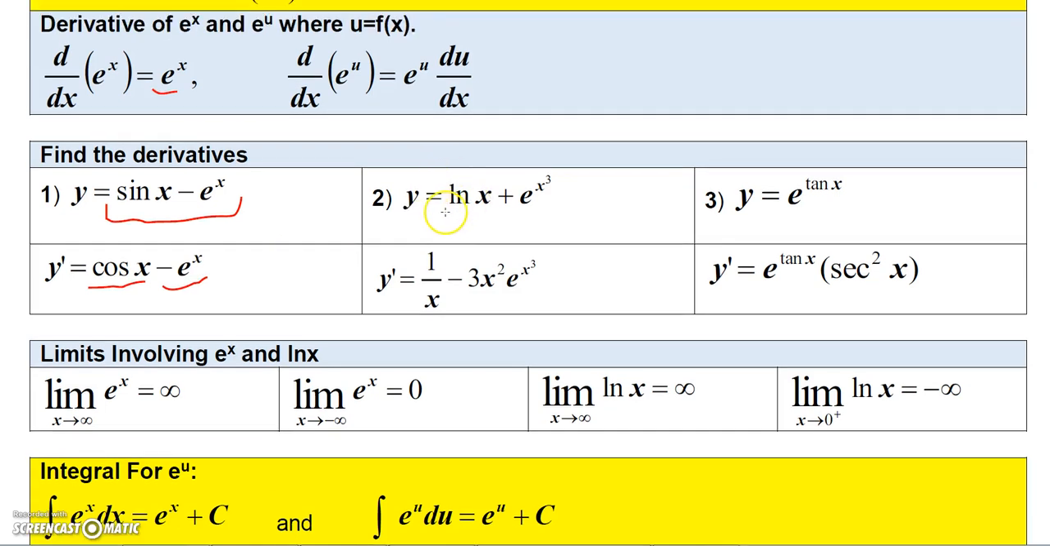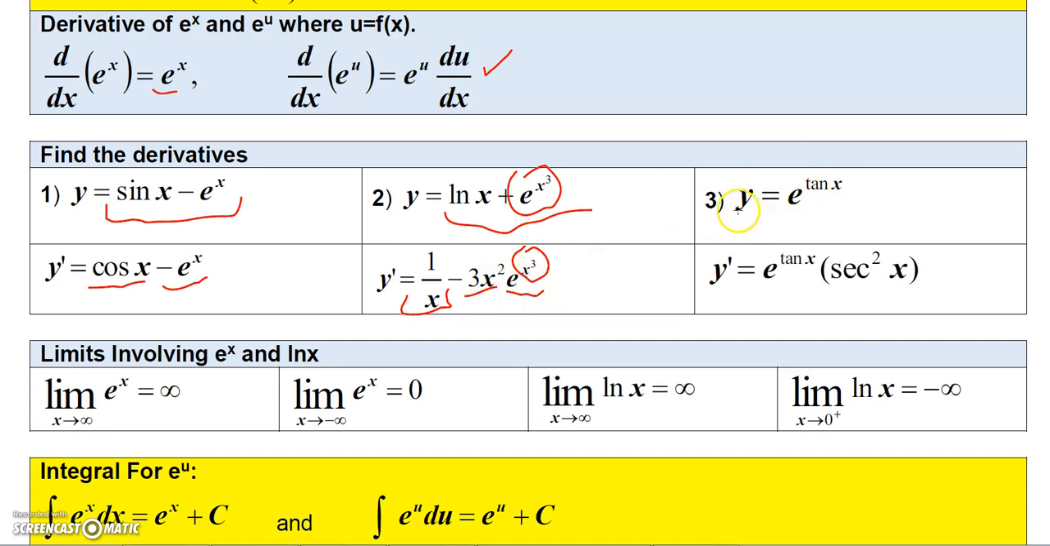Now here, I'm going to take the derivative of natural log of x plus e to the x cubed. Now we know the derivative of natural log of x is 1 over x. And to take the derivative of e to the x cubed, we use the second formula up here. The derivative of e to the x cubed is e to the x cubed, and then you multiply by the derivative of x cubed, which is 3x squared. So the derivative of e to the x cubed is 3x squared times e to the x cubed.